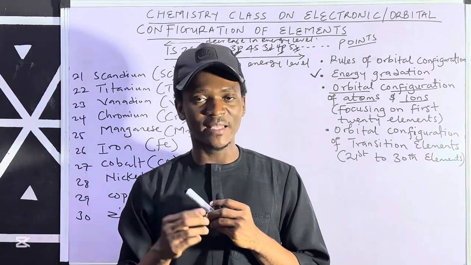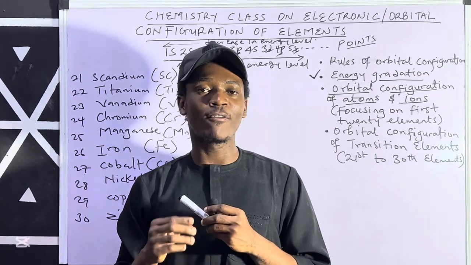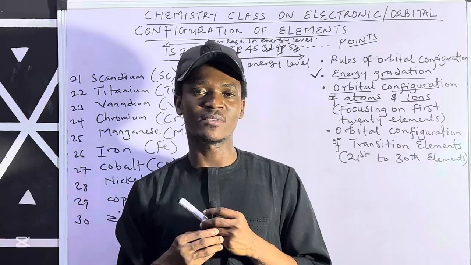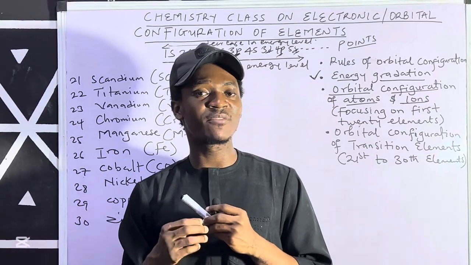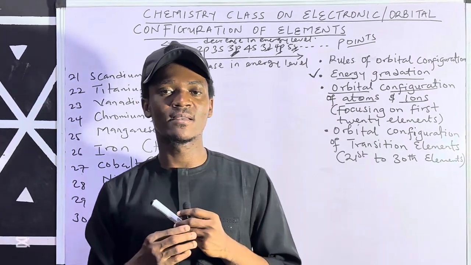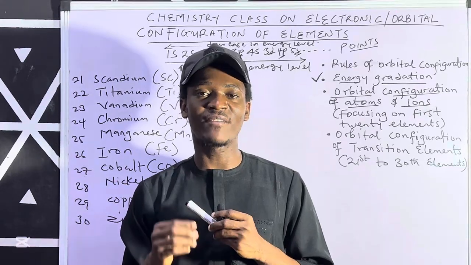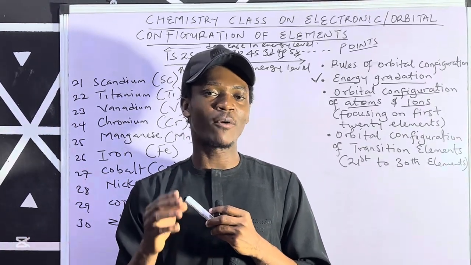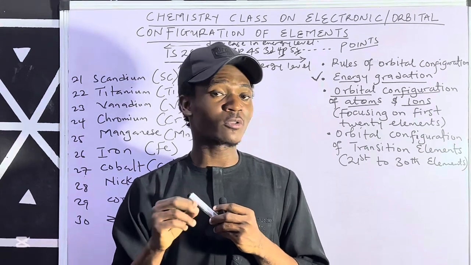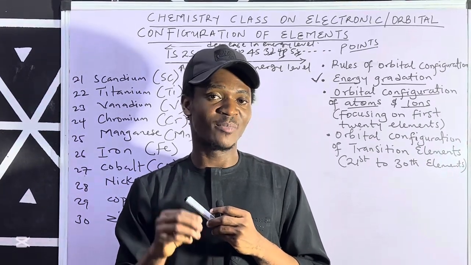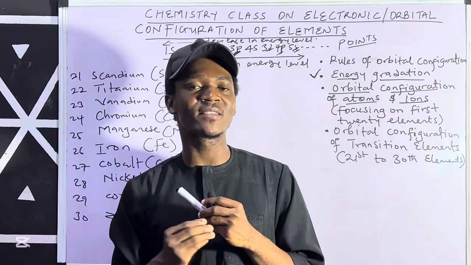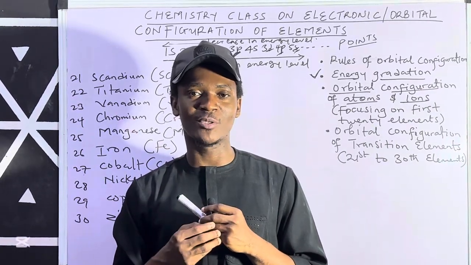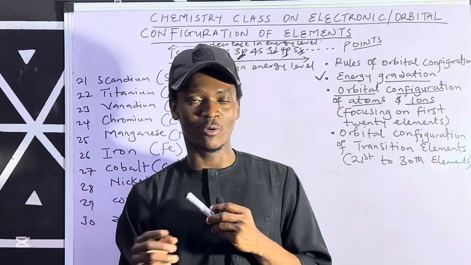All right. Then the next property is that they form colored ions. Next is they form complex ions. Next is they exhibit variable oxidation states. And lastly, they have the ability to act as catalysts. Now, the formation of colored ions, the formation of complex ions, and the exhibition of variable oxidation states are due to one feature that they possess. And what's that feature? They have partially filled d orbitals.